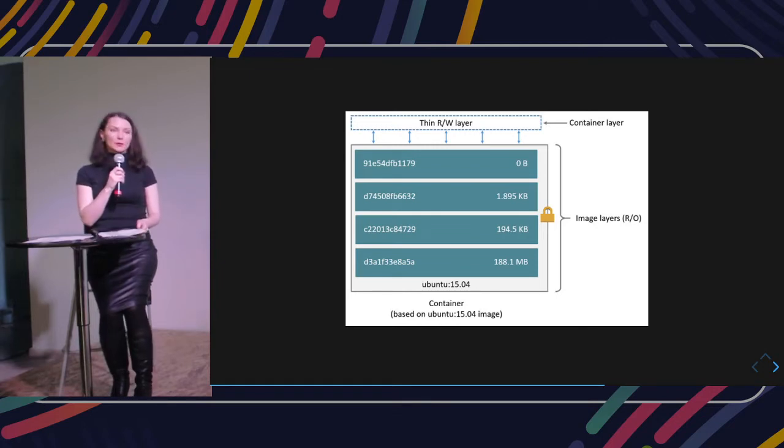Every Docker image is built from layers. Each layer except the last one is read-only. Each layer contains only differences between two images.